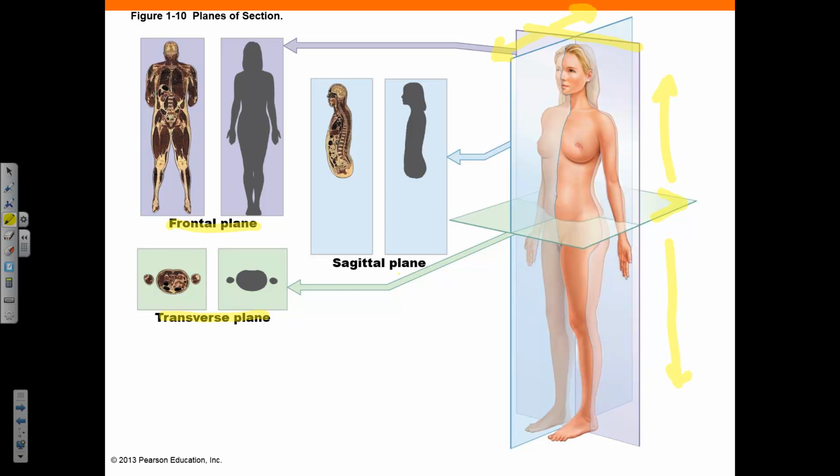The sagittal plane will cut the subject into right and left portions, and is denoted by the blue plane. So this plane here will slice through the three-dimensional subject, showing a left portion, and then on this side, a right portion. This is what a sagittal plane would look like.